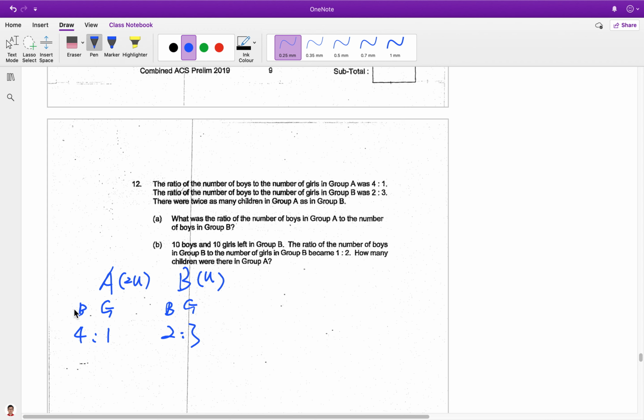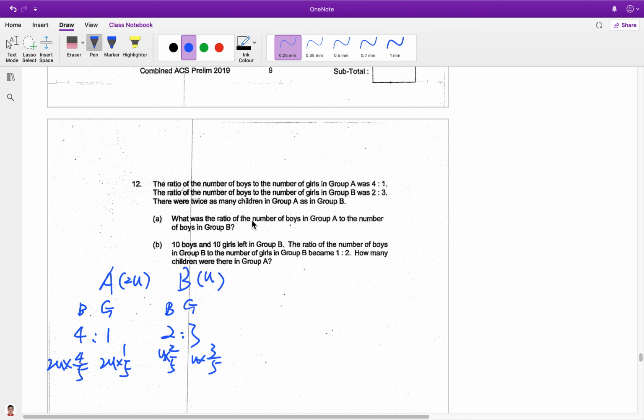Then we know the ratio of boys and girls, right? Then we can calculate how many boys and how many girls in A and B, right? So boys have 2u times 4 out of a total of 5, right? And girls, 2u times 1/5. The boys in B are u times 2/5, right? And girls u times 3/5, right? So if we assume the children in group B is u, we can calculate the different boys and girls in different groups, right?